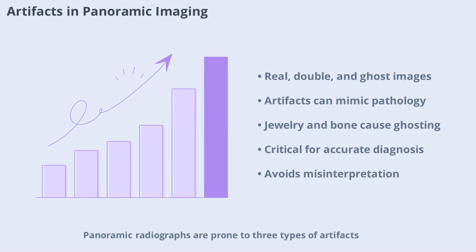Panoramic radiographs are prone to three types of artifacts: real images, double images, and ghost images. Real images represent true anatomical locations. Double images occur when midline structures are scanned twice, and ghost images arise from dense objects outside the focal trough, appearing blurred and magnified on the opposite side.